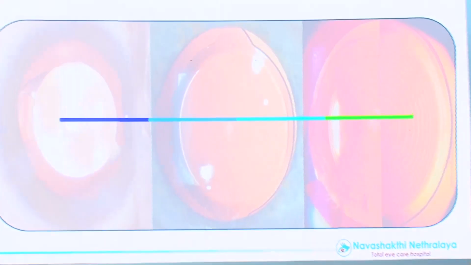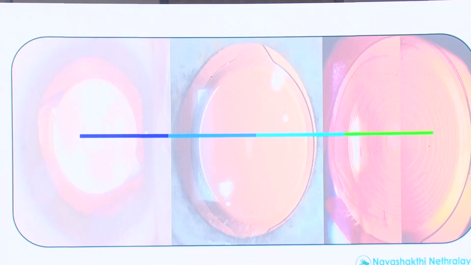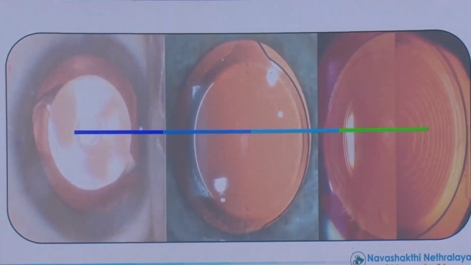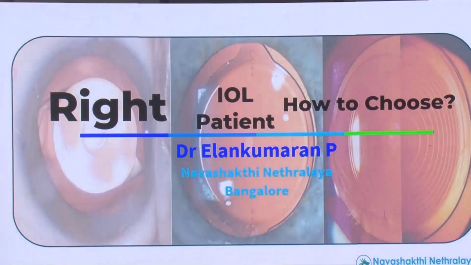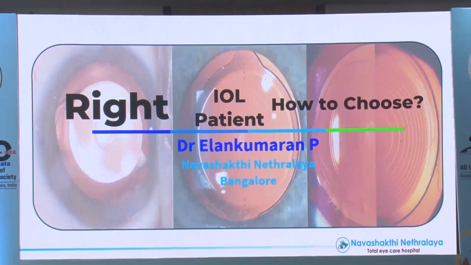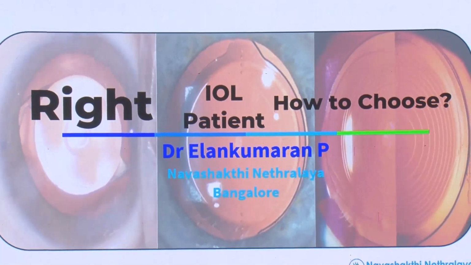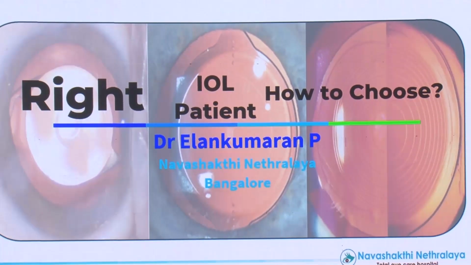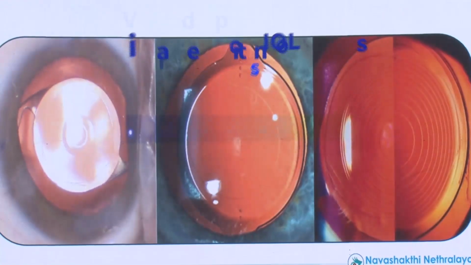Our speaker is getting delayed. He has still not come here. Now, we have these options. How do we decide what we are going to use? That's going to be the gist of my talk. He spoke about angle kappa. I'll be talking about something else which you can use to decide which lens to use for which particular patient.